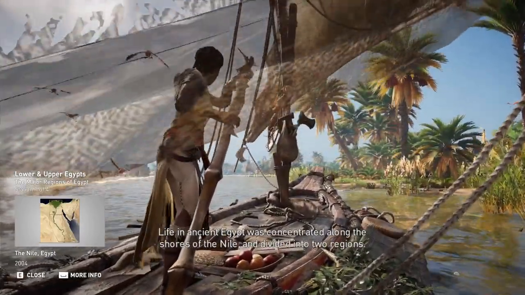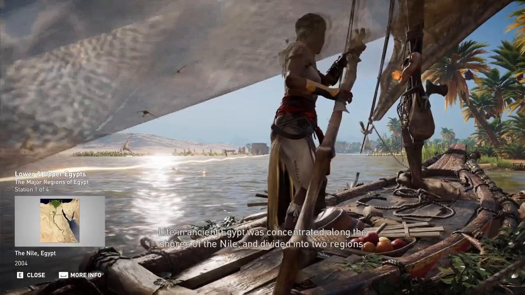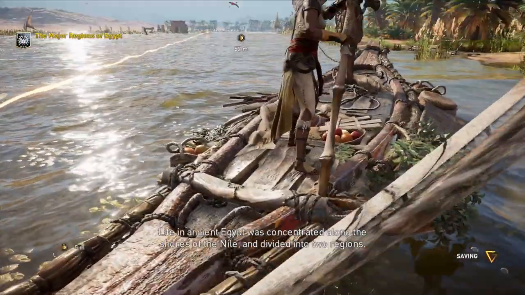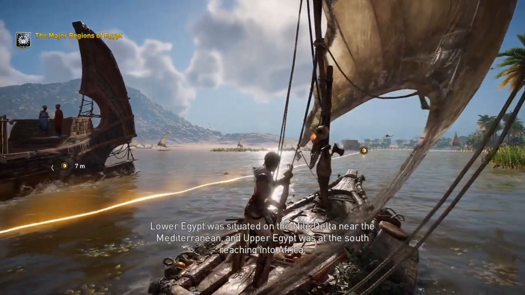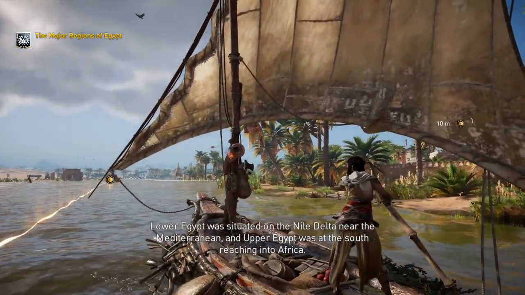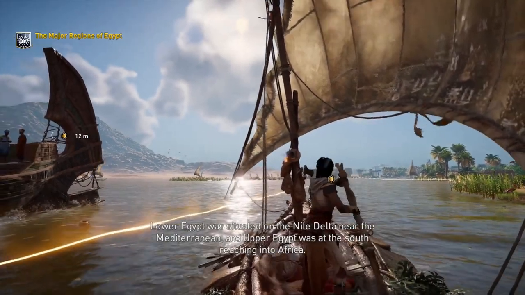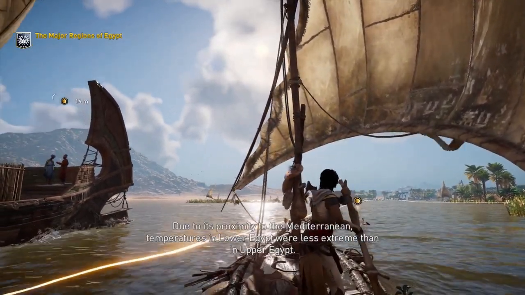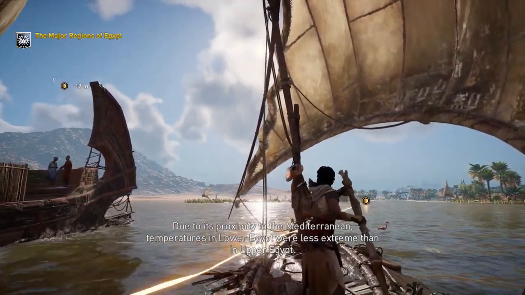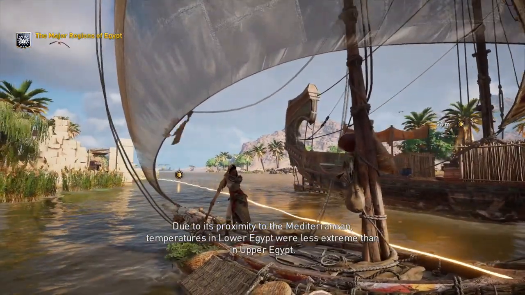Life in ancient Egypt was concentrated along the shores of the Nile and divided into two regions. Lower Egypt was situated on the Nile Delta near the Mediterranean, and Upper Egypt was at the south, reaching into Africa. Due to its proximity to the Mediterranean, temperatures in Lower Egypt were less extreme than in Upper Egypt.